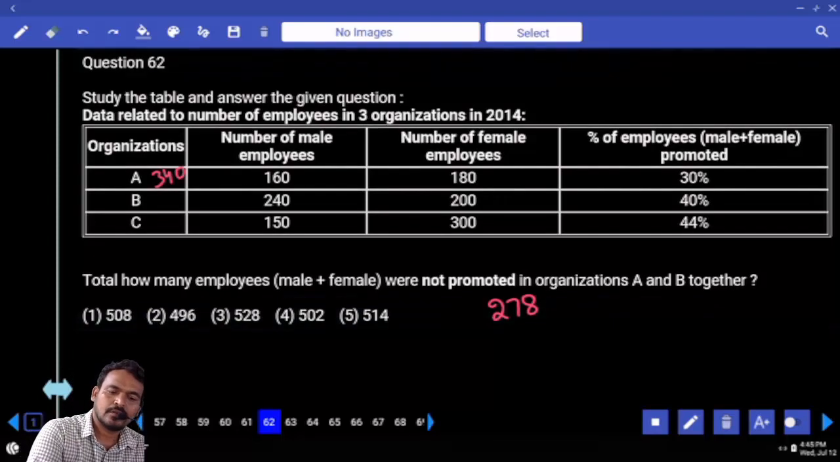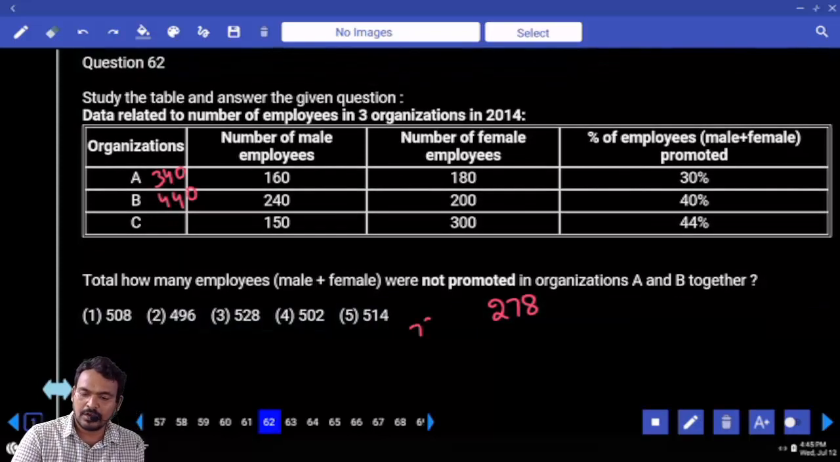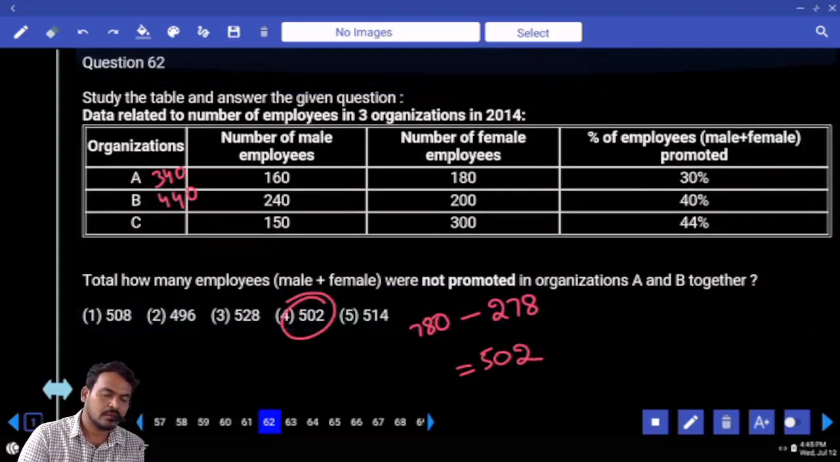340, 440. Total 780. Out of 780, how many employees are promoted? 278. What is the not promoted? 502. What is the answer? Fourth option.